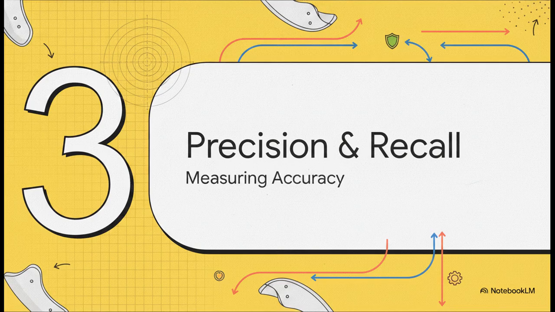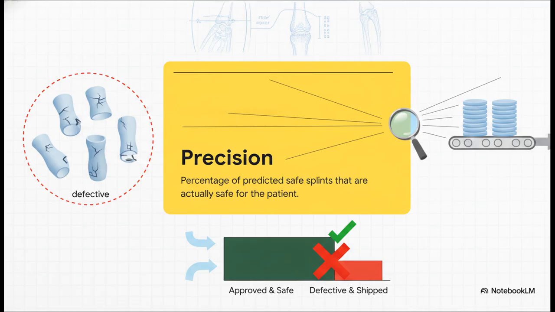Okay, let's break this down further in Section 3, precision and recall. From that grid we just looked at, we extract two highly specific metrics that tell us exactly how reliable our quality control algorithms really are. First up, precision. Precision asks a super vital question. Out of all the splints our model approved and shipped out as safe, what fraction were genuinely ready for clinical use? If our precision is low, it means we're basically letting defective, dangerous splints slip through the cracks. In medical manufacturing, your precision doesn't just need to be good, it needs to be exceptionally high.